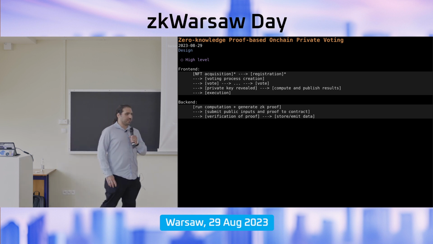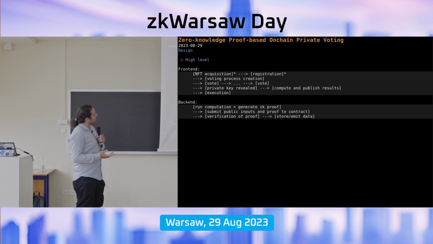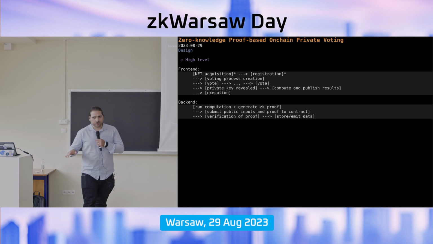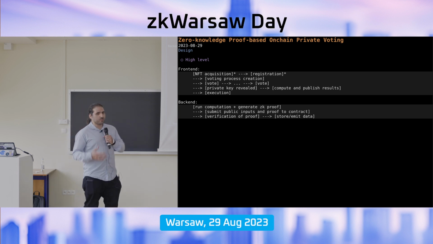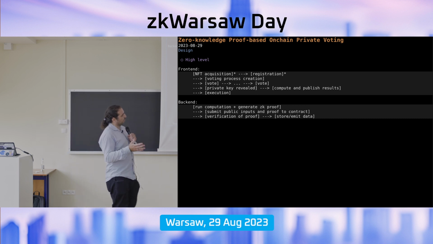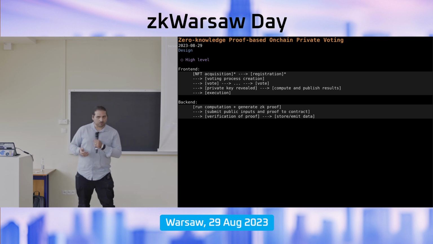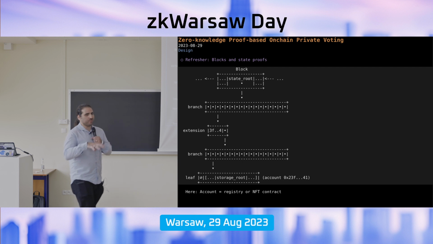And from the backend perspective, for each step, so basically vote process creation, voting, and computing and publishing results, you basically run a computation locally. In our case, we provide a CLI. Everything here is open source, by the way. It's on GitHub. Ideally, we do things in the browser, and that's the next step. But you run a computation, generate a certain ZK proof, submit the public inputs and the proof to the contract, which then verifies the proof, and then will either store data or emit it in the form of logs. Yeah. So just a quick refresher, because this is essentially what everything relies on.